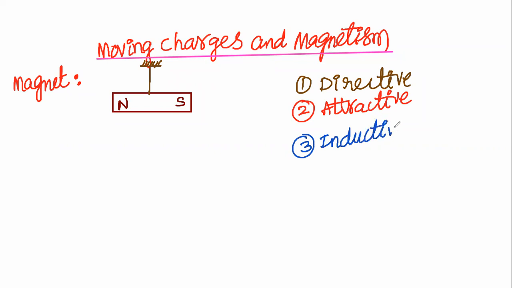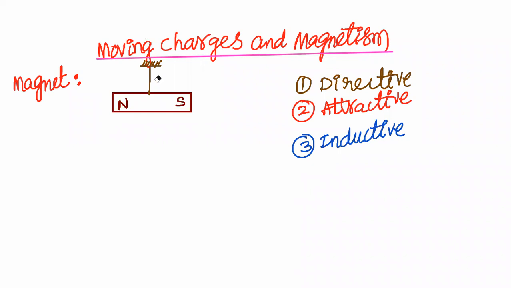What is meant by inductive property? A magnet induces a magnetic field in a magnetic material. Induces means what? It creates or develops a magnetic field in the magnetic material. That is called the inductive property. These are the properties of the magnet.